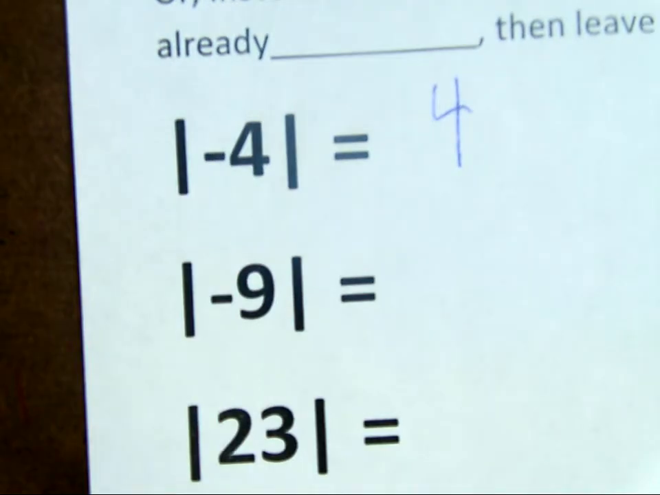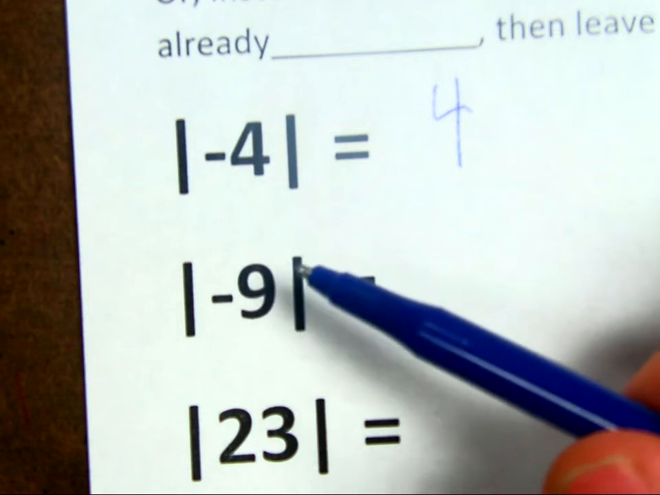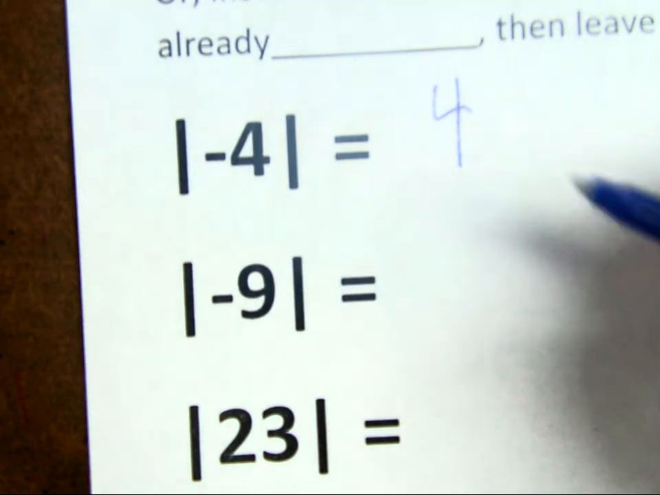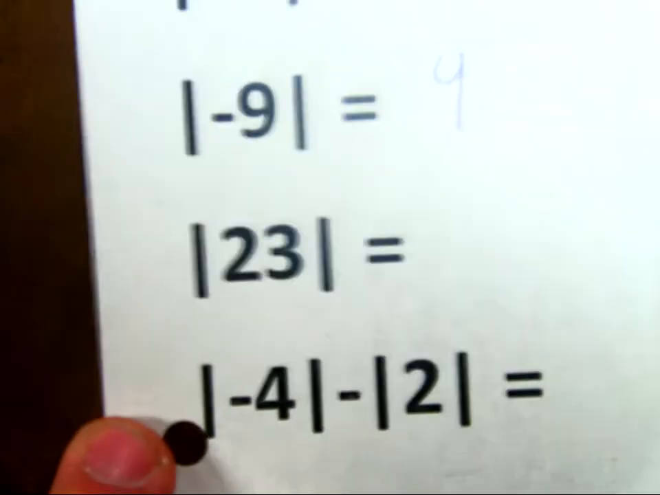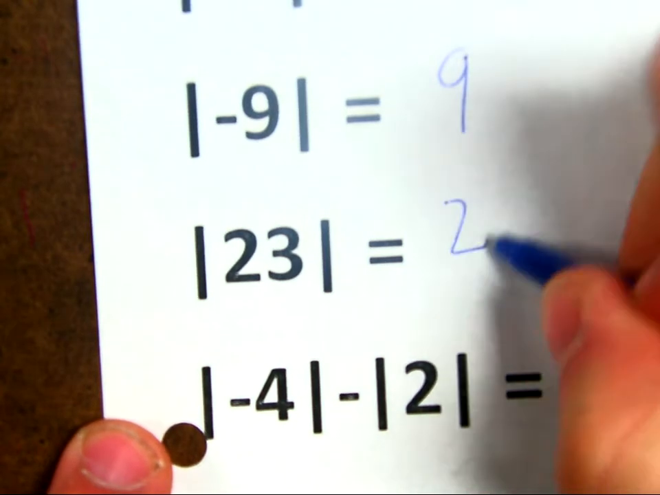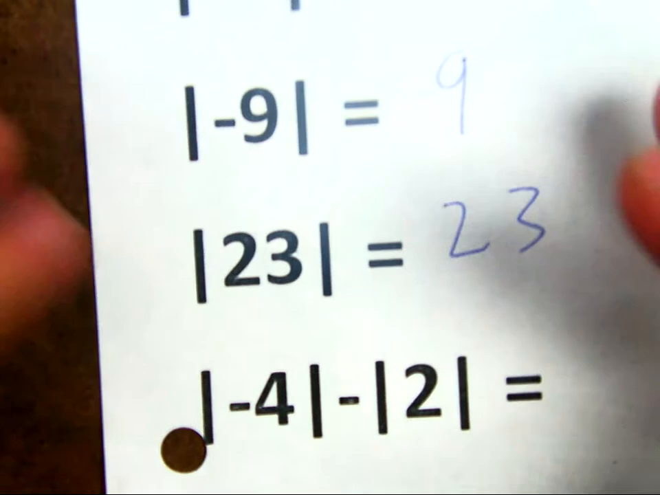The really short way to do this, most people I think about this, is you just make this number into a positive no matter what it is, either a positive or a negative. So the absolute value of negative 9 will be 9. The absolute value of 23 will be 23. You don't make positives negative, you make everything into positive.